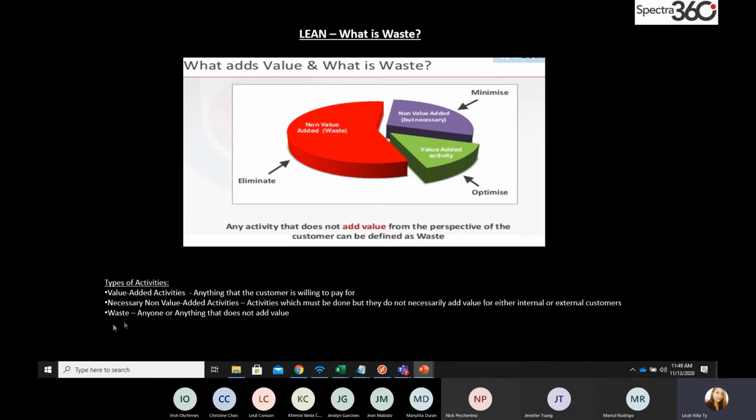So the third type of activity is waste. Waste is anyone, it could be a person or anything that does not add value. So who determines whether it's the person or that thing add value? It is our customers who determine that. So based on Six Sigma, it has to be the customers who will determine who or what adds value to the process. So we are done with the 3 types of activities.